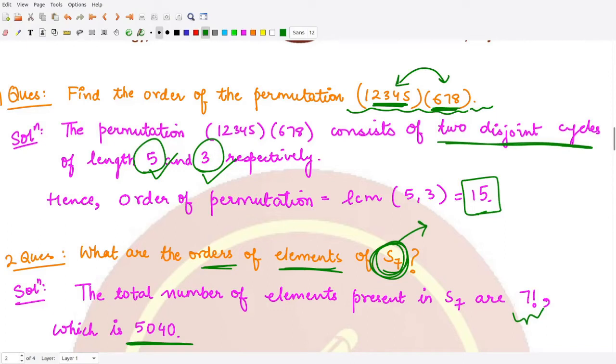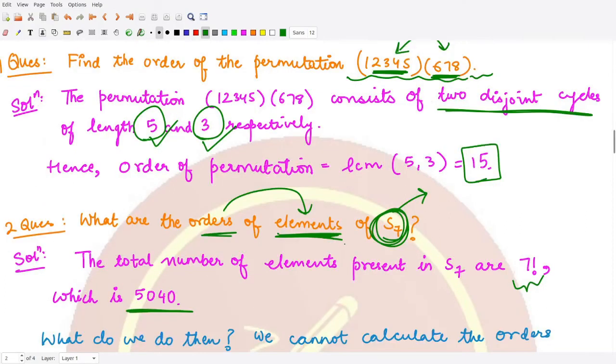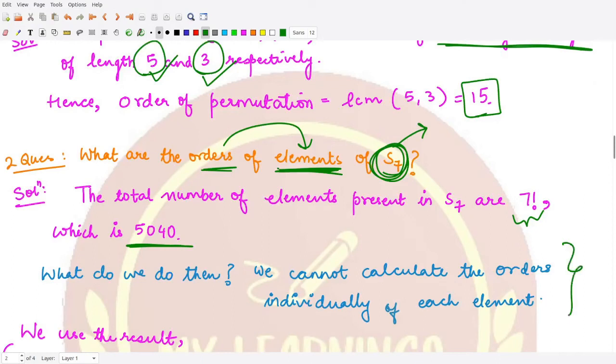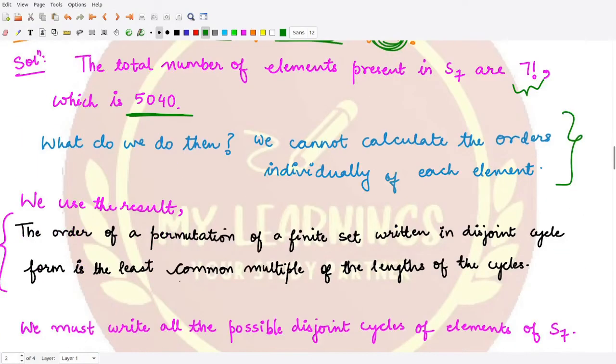So how do we then obtain the orders of elements? In order to know the orders of elements, you should first know what the elements are. But we may use this result here without actually knowing what the elements are. So let's see how. What we do instead is use this result, which tells us that when we write a permutation in disjoint cycles, taking the LCM of the lengths is the order, right?